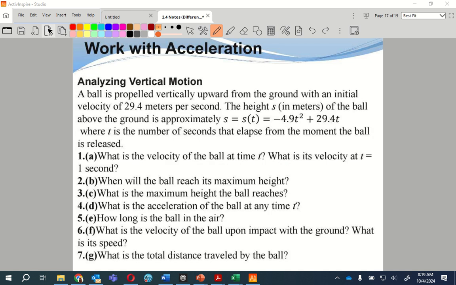Analyzing vertical motion. A ball is propelled vertically upward from the ground. The initial velocity is 29.4 meters per second. That's important. If it gives me a rate of change, that is the velocity. The height s in meters of the ball above the ground is approximately, okay, s of t, so there's my function. It is going to be negative 4.9 t squared plus 29.4 t, where t is the number of seconds that elapsed from when the ball is released.